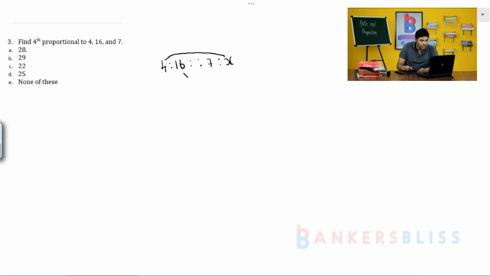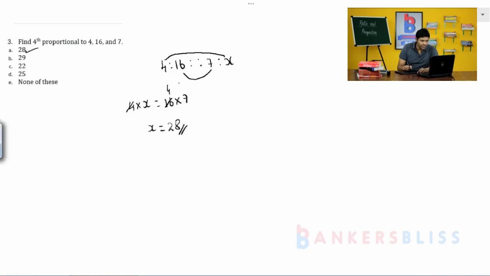Therefore, the product of the two extremes is equal to the product of the two means, so 4 into x is equal to 16 into 7. So 4 4s are 16, therefore x is equal to 7 into 4, 28. Option A is the right answer.